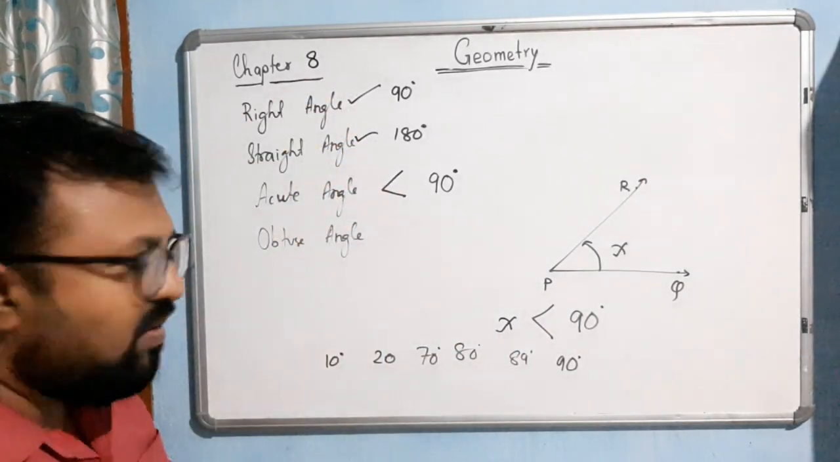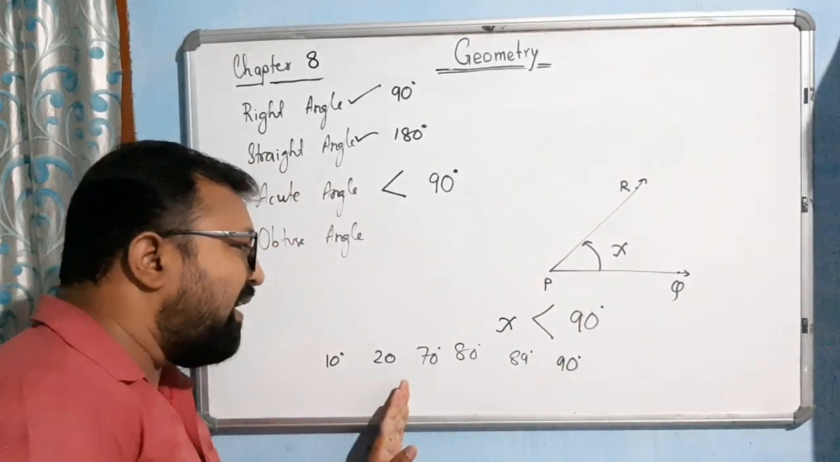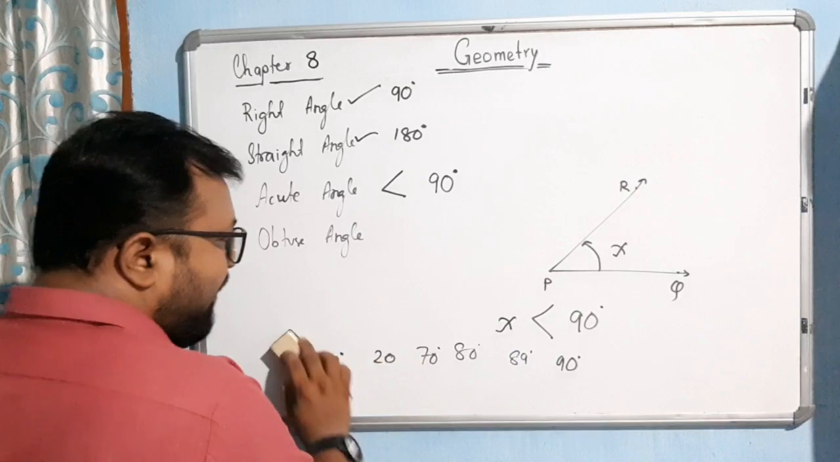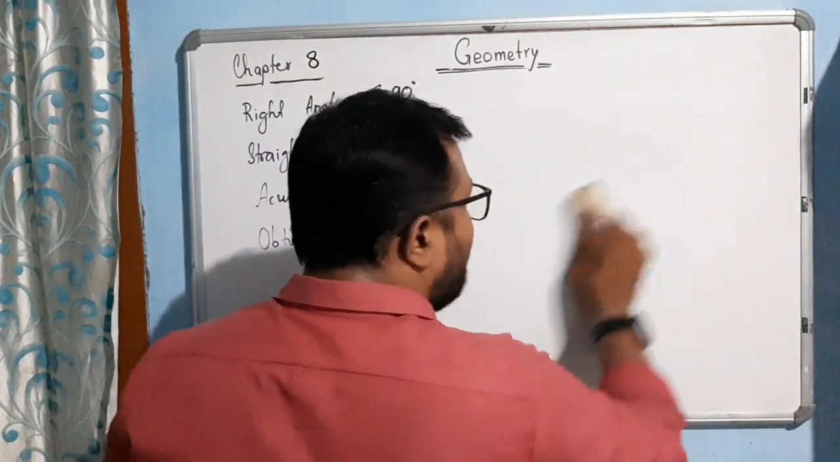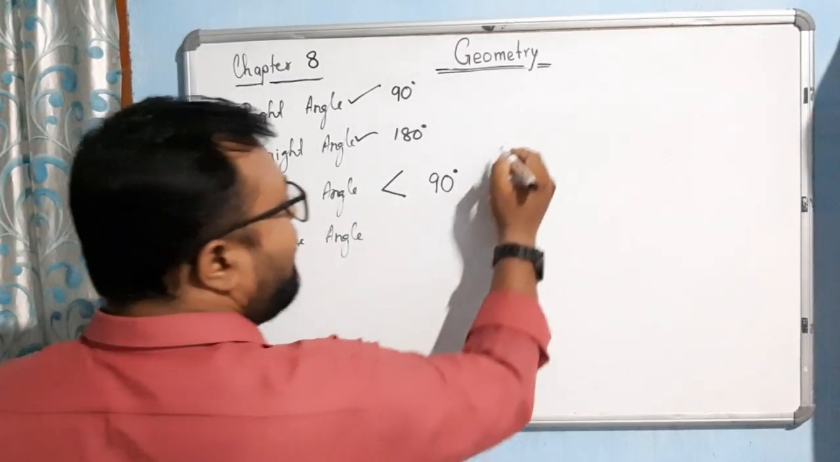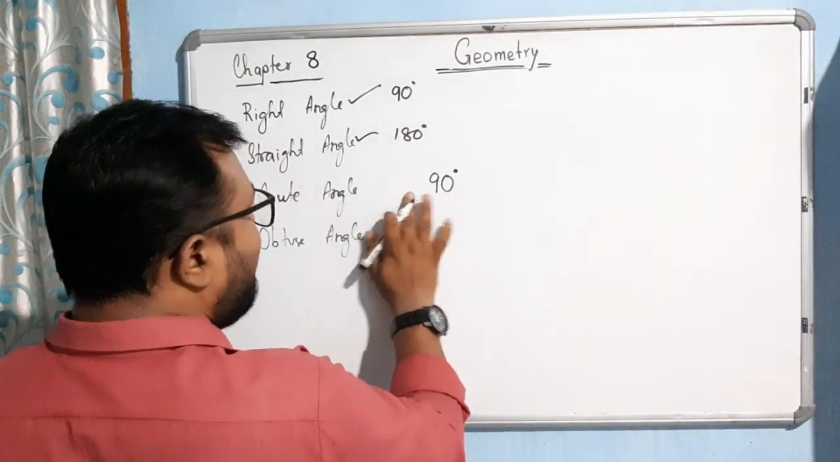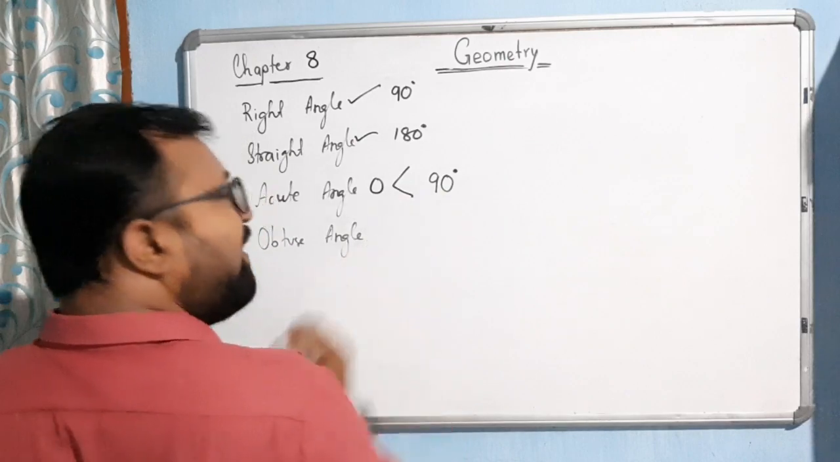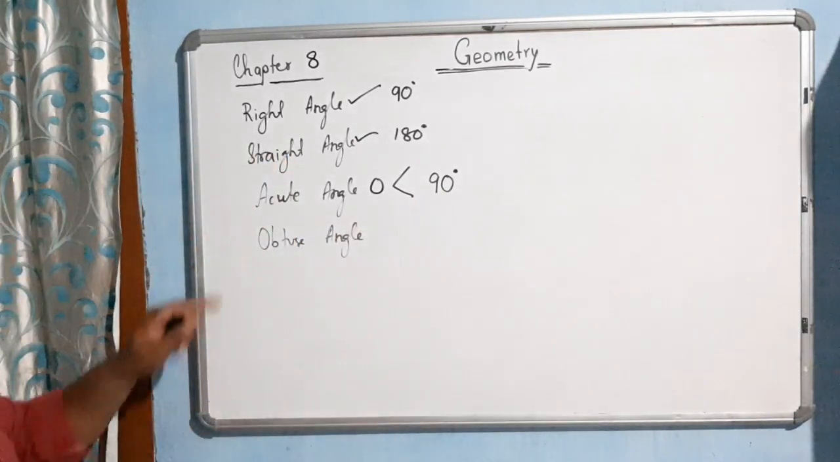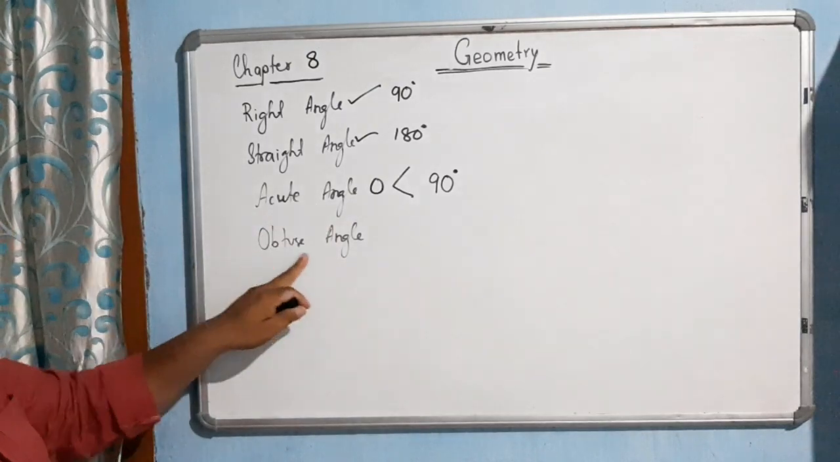Is that clear now? So if it is less than 90 degrees, then it is known as what? Acute angle. And if we talk about the measurement of this one, it will be like this, no? For acute angle, greater than 0 degrees and less than 90 degrees, it is known as what? Acute angle. But what about obtuse angle?